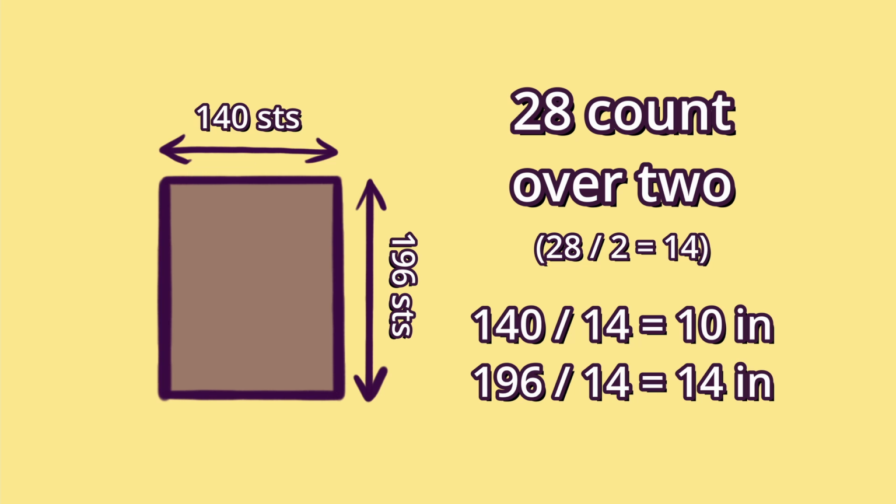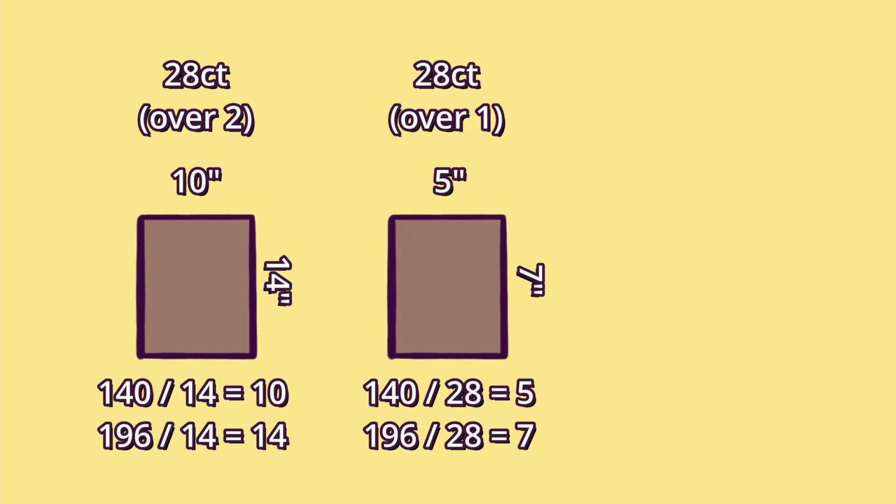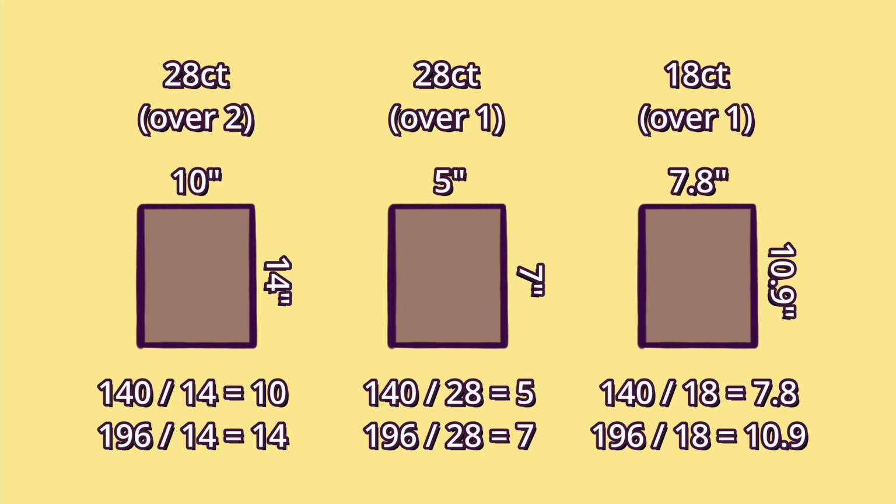So a bit of basic division shows us that the pattern will work up to be 10 inches wide by 14 inches tall. Stitching that same pattern over 1 on the 28 count would be 5 inches wide by 7 inches tall. And stitching it over 1 on some, say, 18 count Aida would result in a finished piece 7.8 inches wide by 10.9 inches tall.